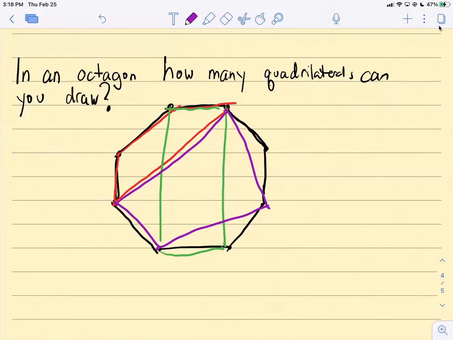Anyone have it? And you can message me your idea also. If I want to count the number of four-sided shapes I can make out of the octagon, what tool could we use? What do you guys think? Any thoughts?